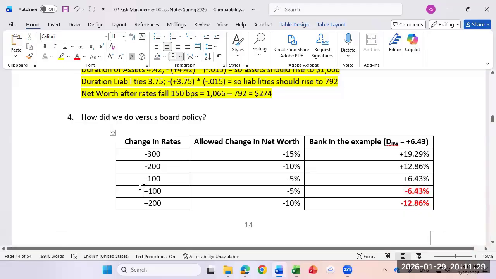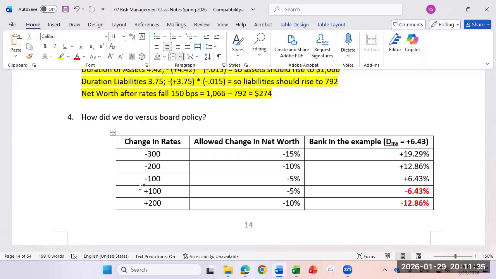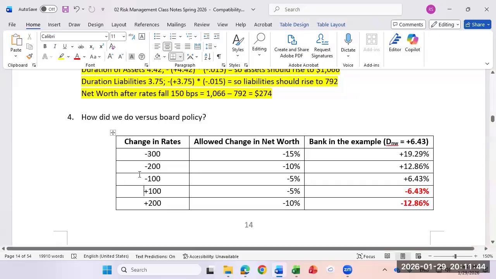What could the duration of their net worth be and they be in compliance? 6.43 is too high. What's the highest a duration net worth could be? 5 years. Who said that? Ah, very good. Have you done this before? No. All right, so you're in good shape. Very few students get that. How does she know it's 5?